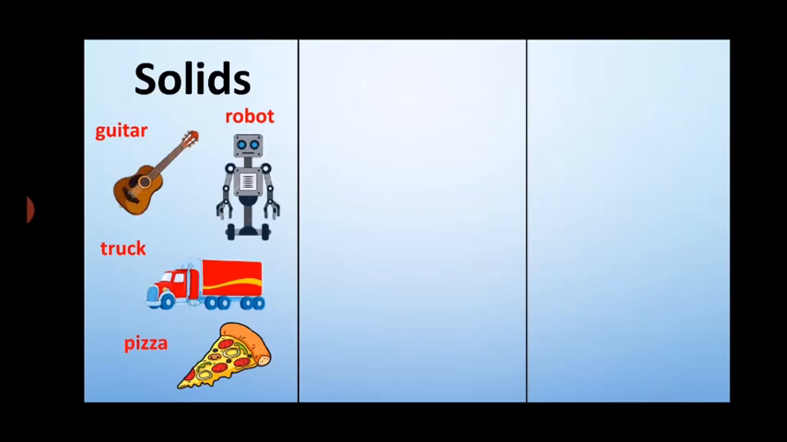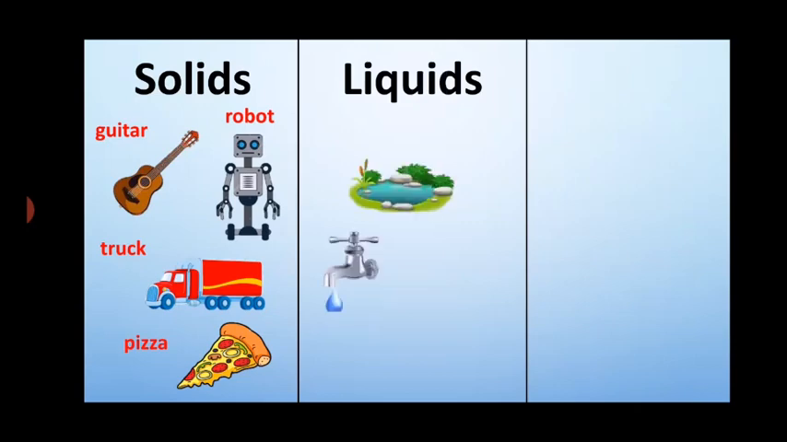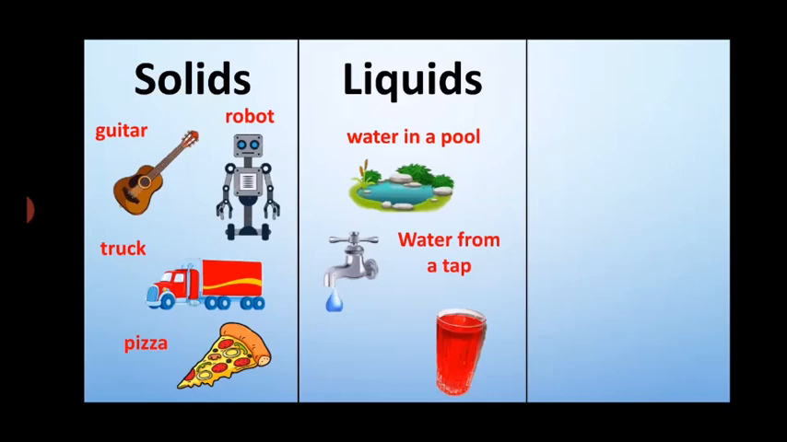Let us look at some examples of liquids now. So look here. Water in a pool is liquid. Water in a tap is liquid. Water in the form of juice is liquid. Okay, milk is liquid. Oil in which your mother fries batata vada is liquid. So all these are liquids.